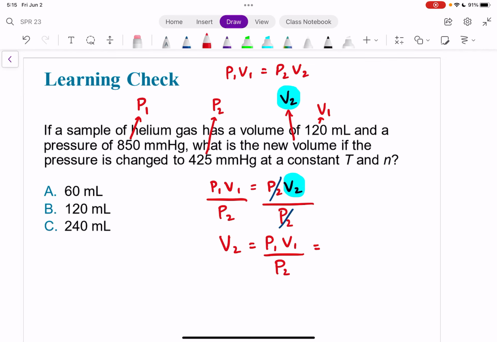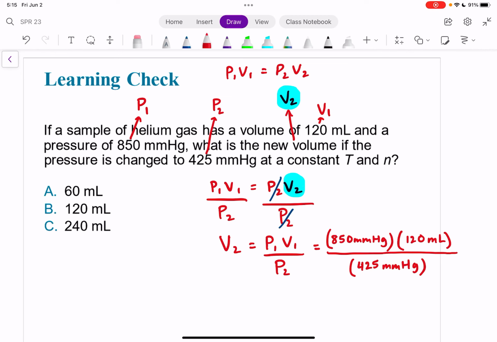So we've got our P1 is 850 mmHg. My V1 is 120 mils. And then my P2 is 425 mmHg.